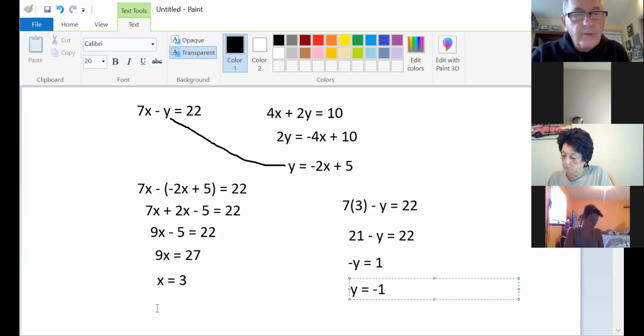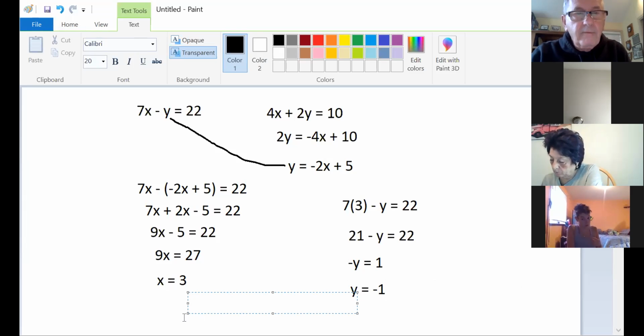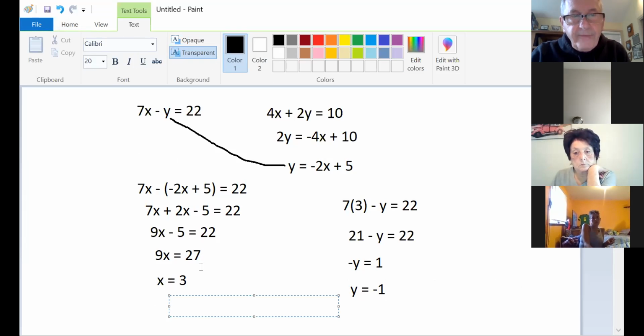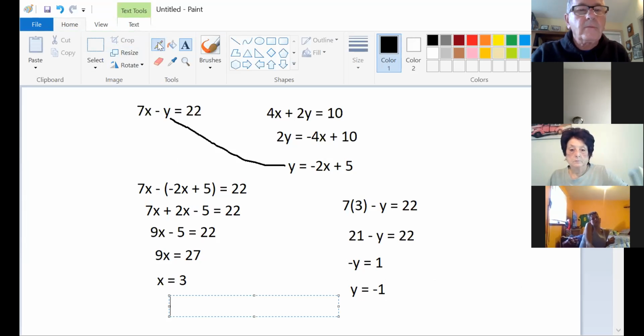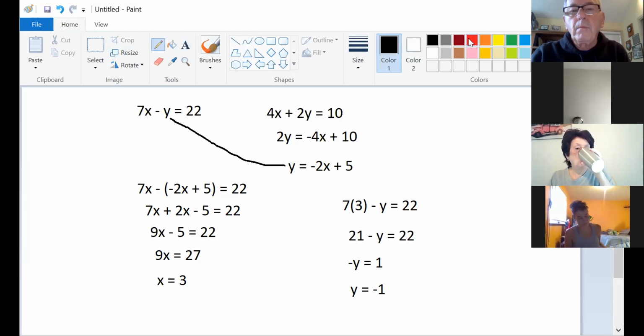So here's my two points. My two points are x is equal to 3, y is equal to negative 1. That's the answer. That satisfies both of these equations. You could have graphed them and got the same thing. That's what that means. Does that make sense?